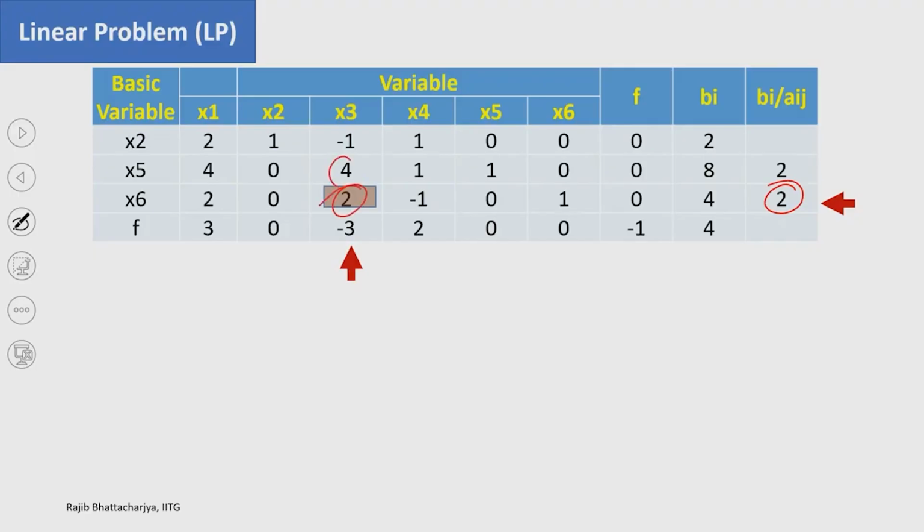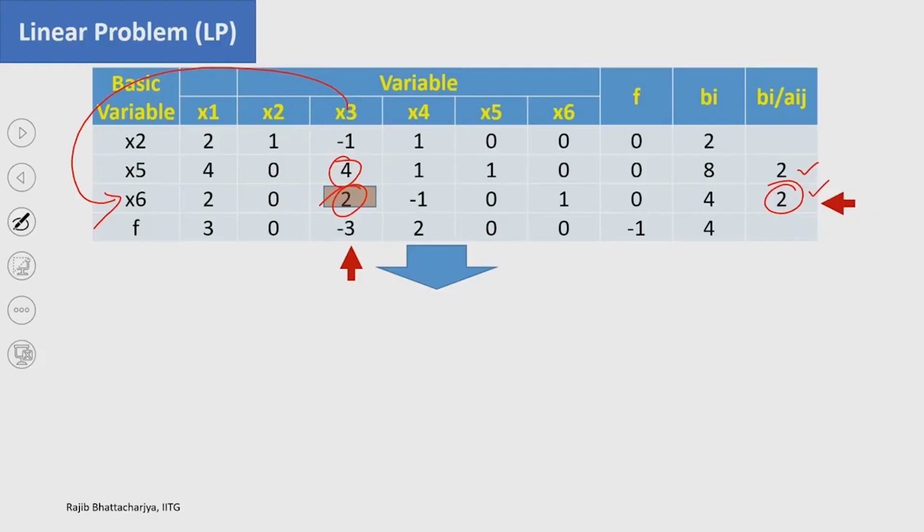Earlier we considered this, but as I said, when the ratio is equal, the ratio is 2 and 2, so you can select one of them. Earlier we selected the first one; if I select the second one, then this will be your pivoting element. So, in that case what will happen? X3 will come here, X3 will replace X6.